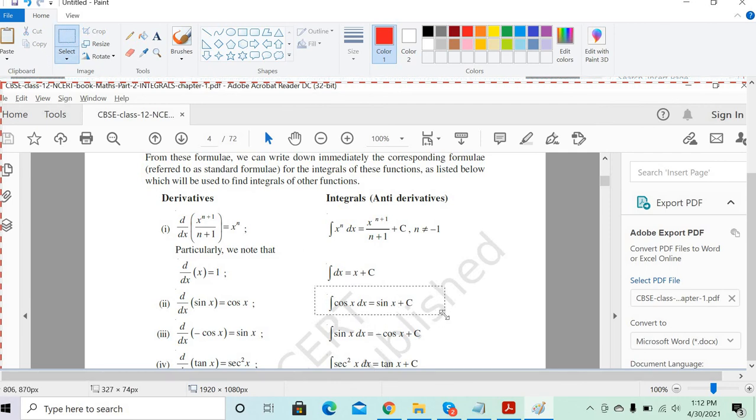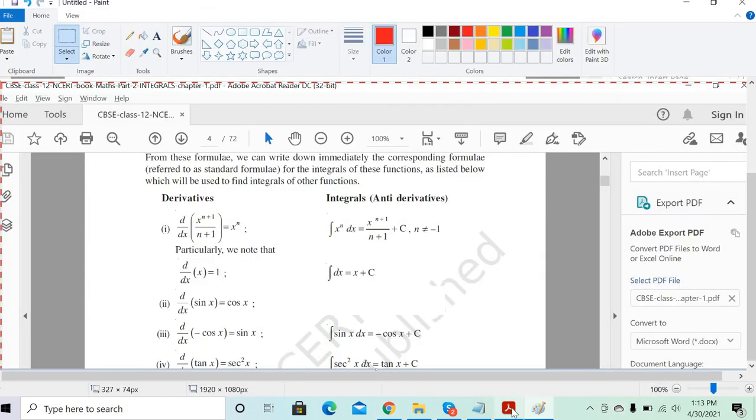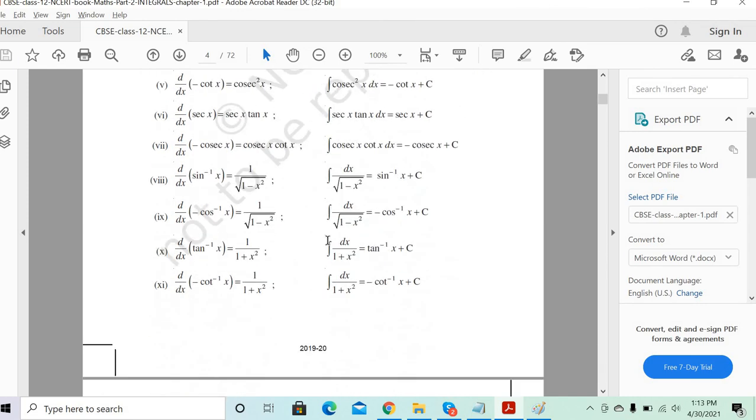Yes, I got it now. Integration of cos x was sin x as per the formula. And since 2 is multiplied with x, whatever multiplication happens in the derivative will go as a division in the integration. So it will become sin 2x divided by 2, plus c. Did you understand? Clear? Yes, sir. Any questions, any doubts? No, sir. Clear.